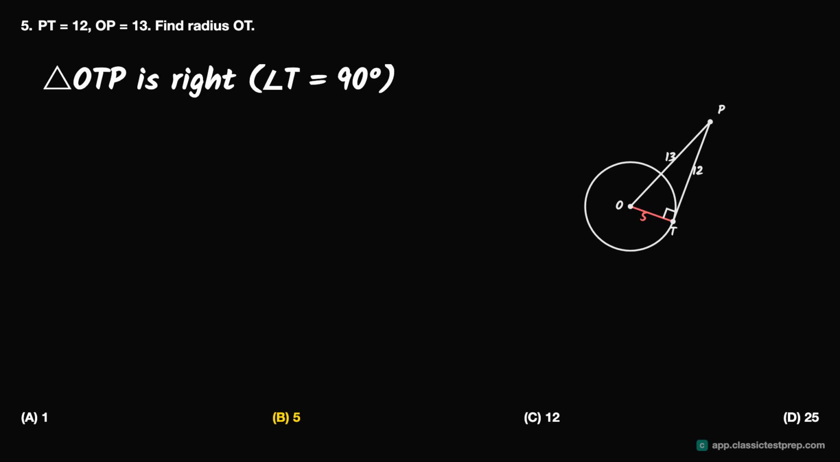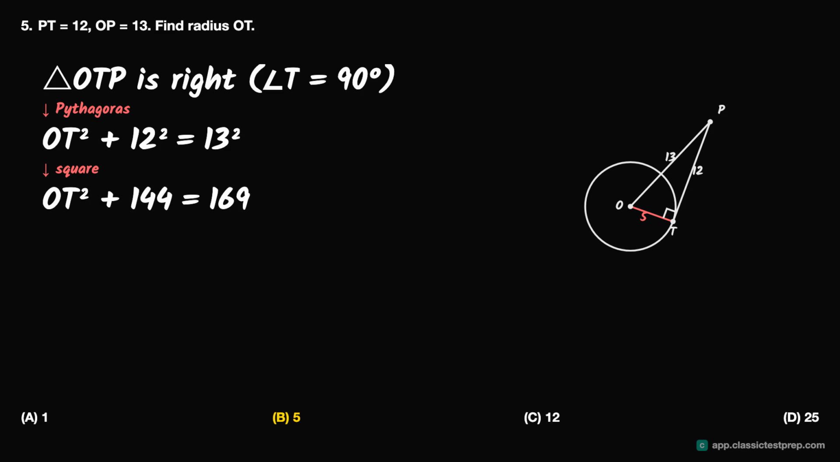Draw our right triangle with the radius going to the point of tangency. Then we have a right triangle with one leg length of 12 and a hypotenuse of 13. Now we use the Pythagorean theorem, and we have 12 squared plus OT squared equals 13 squared. So that's 144 plus OT squared equals 169. Subtract 144 from both sides, and we get OT squared equals 25. Take the square root of both sides, and we get OT equals 5. So the radius of this circle, OT, is 5. That's answer choice B.